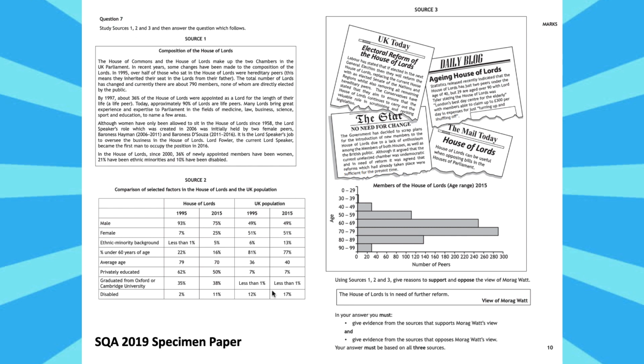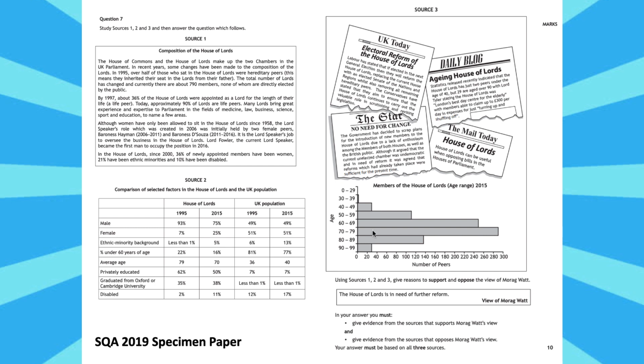We've got source 2, which is a table showing a comparison of House of Lords factors across 2 times from 1995 up to 2015, and then we've got the same factors but for the whole UK population from 1995 to 2015. So you can see how things have changed over time, but also compare between the House of Lords, how many males there are in the House of Lords, how many have an ethnic minority background, and you can compare that to the UK population.